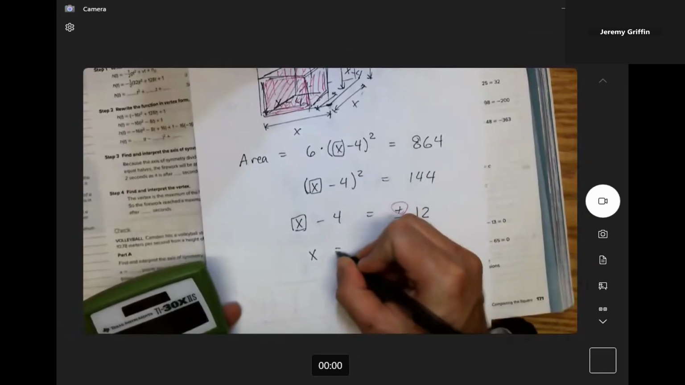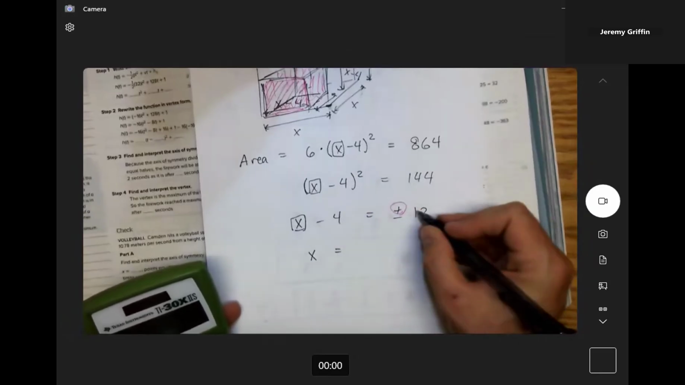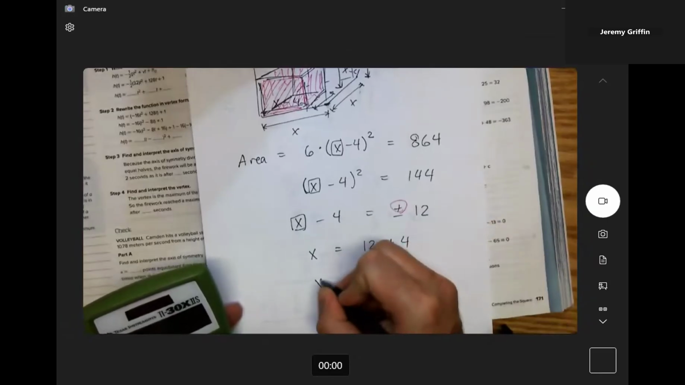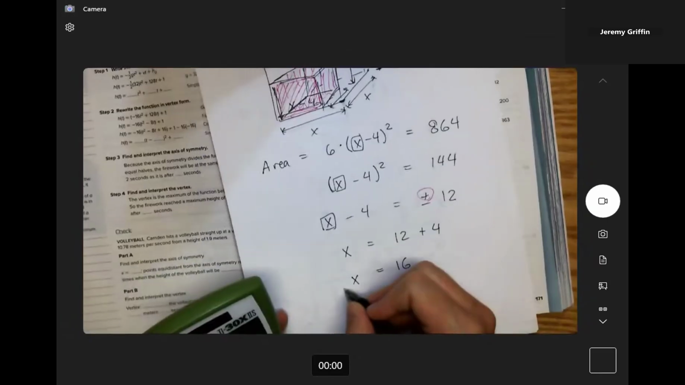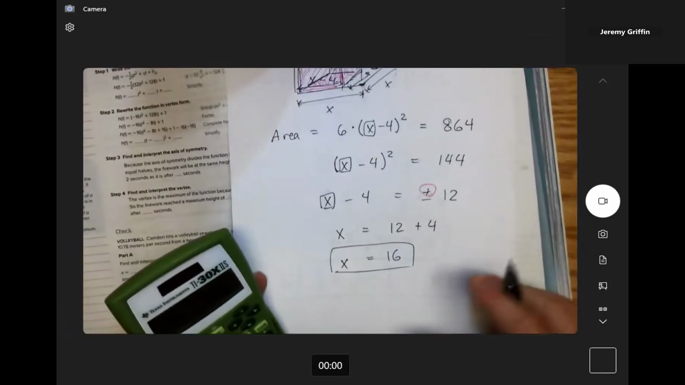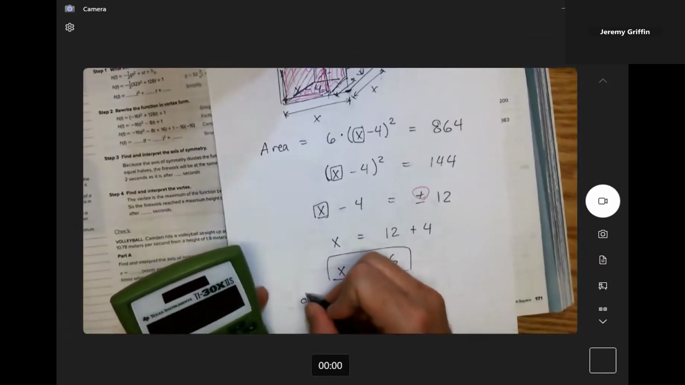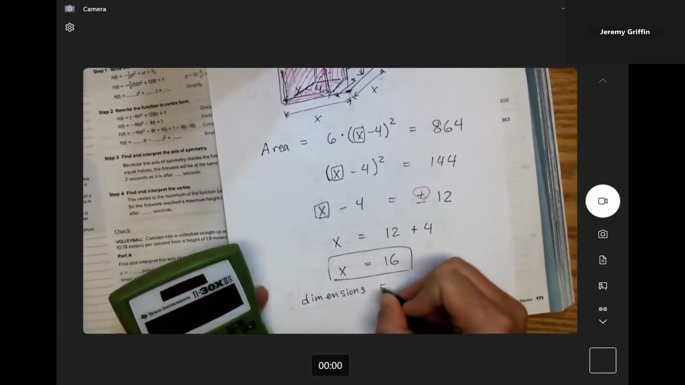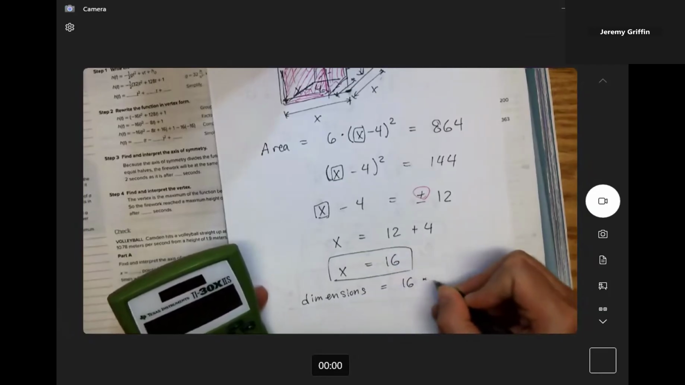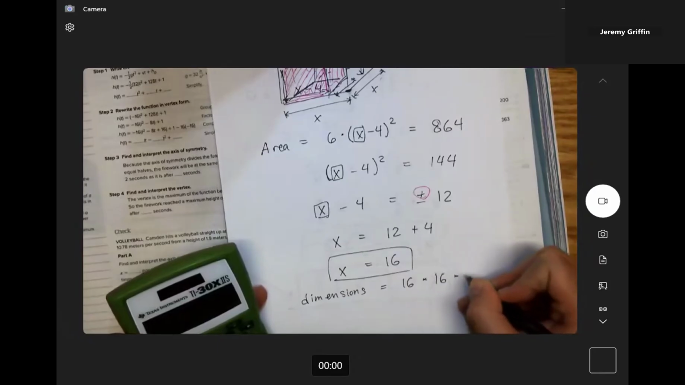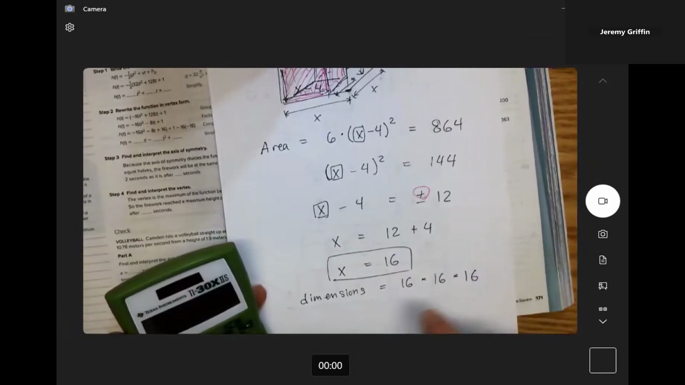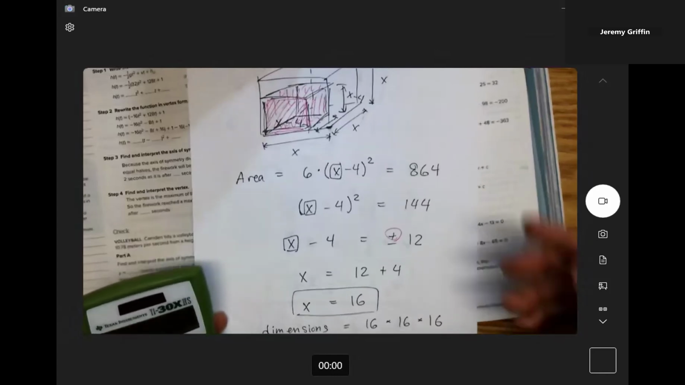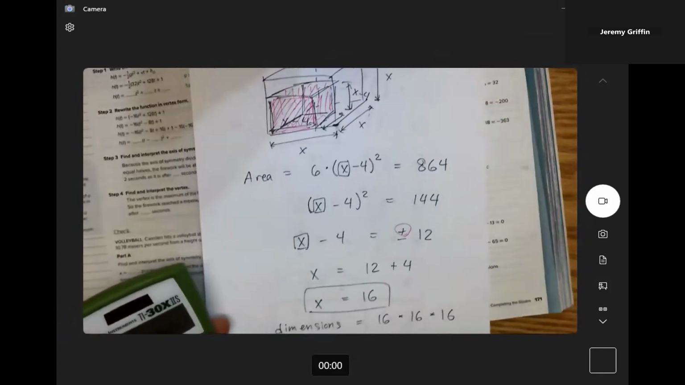So x would be positive 12 plus 4. I'll spell it out: 12 plus 4. x is 16. So one side is 16. Therefore, the original dimensions are 16 by 16 by 16. Length, width, height: 16 long, 16 wide, 16 high. That was the original cube. All right, there we go.